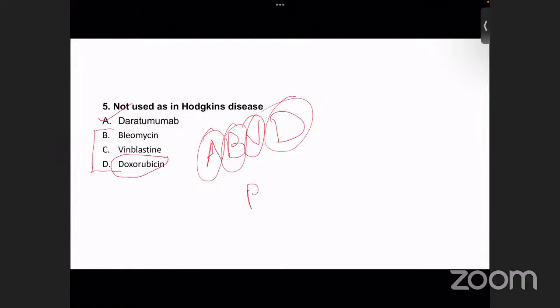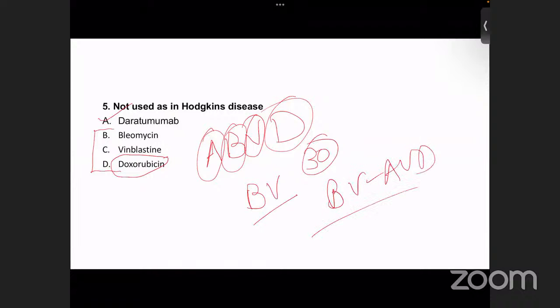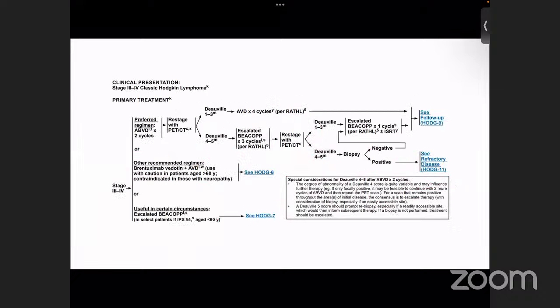Nowadays, they even use brentuximab vedotin, which is a monoclonal antibody against CD30. So probably they like to confuse you between brentuximab and daratumumab, which is CD38. CD30 is brentuximab vedotin. So brentuximab vedotin with AVD has been approved for stage 3-4 Hodgkin disease in young people. Okay, so here is a standard approach to stage 3-4 classic Hodgkin lymphoma.